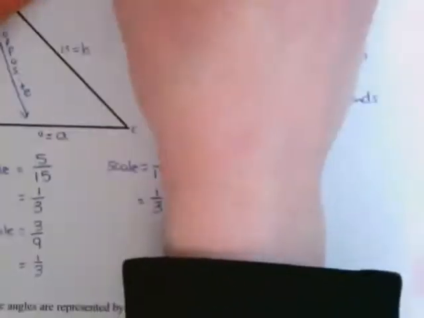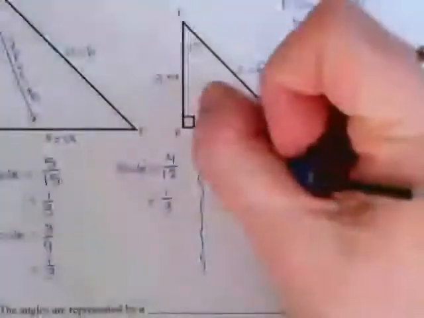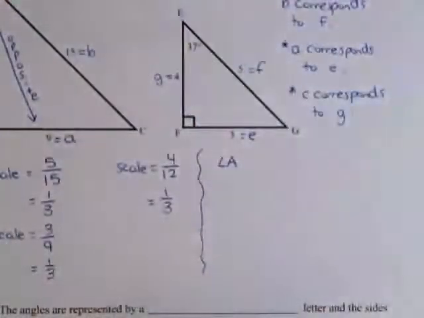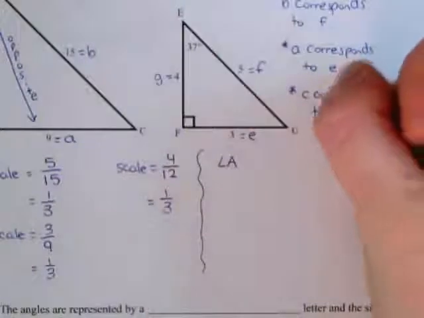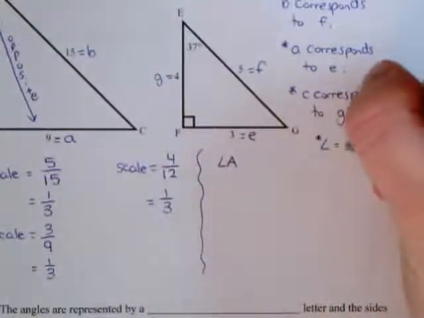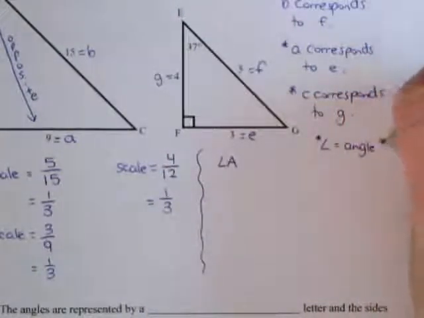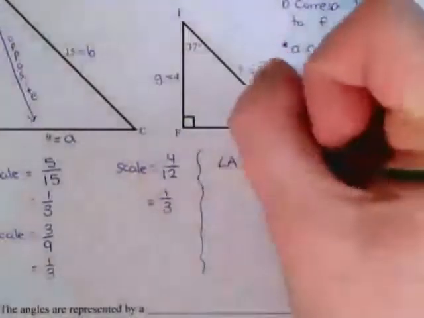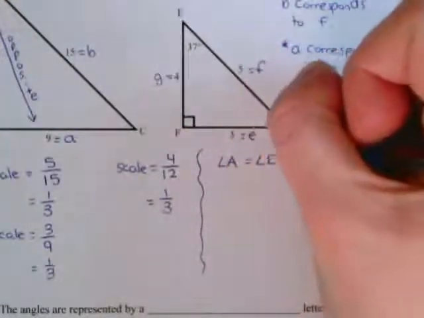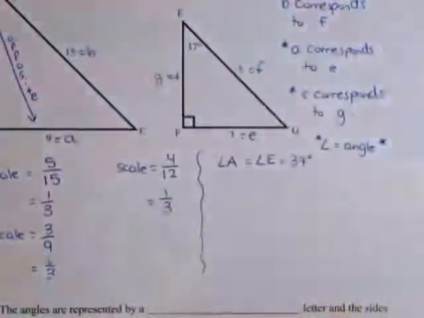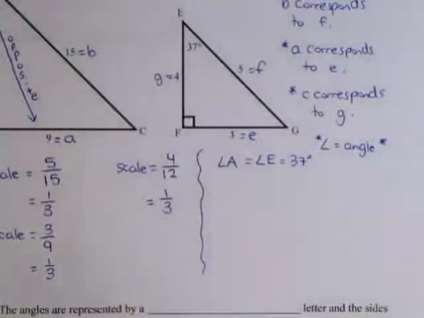we'd write it down here that angle A, and that slanted L that looks weird, that represents angle. So I'll just add that up here very quickly. This slanted L equals the word angle. Okay, so angle A is equal to angle E, which is equal to 37 degrees. So that is perfect. That's exactly what we want.